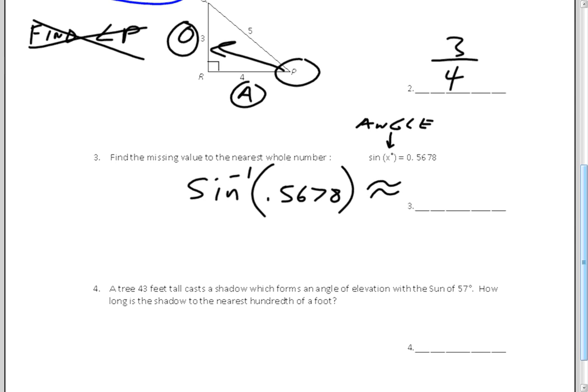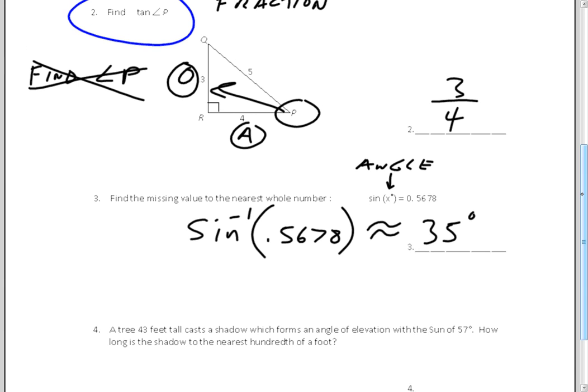What are we getting for number 3? What Brandon said. 35 degrees? Look at the difference. One is looking for an angle, the other one's looking for an actual tangent. So if it's just asking for sine, cosine, or tangent, it's just asking for a fraction. By it, I mean the quiz or test that you're taking.